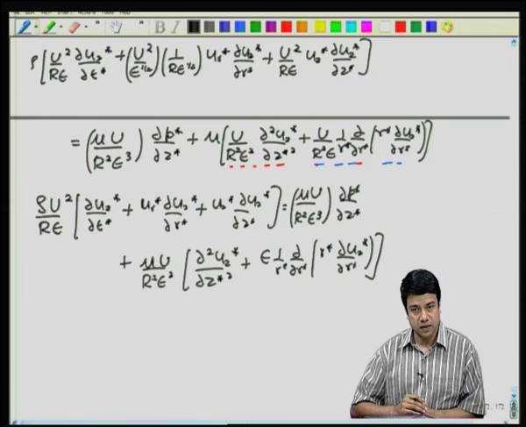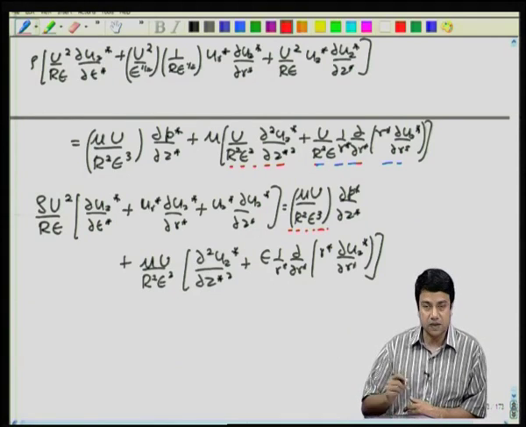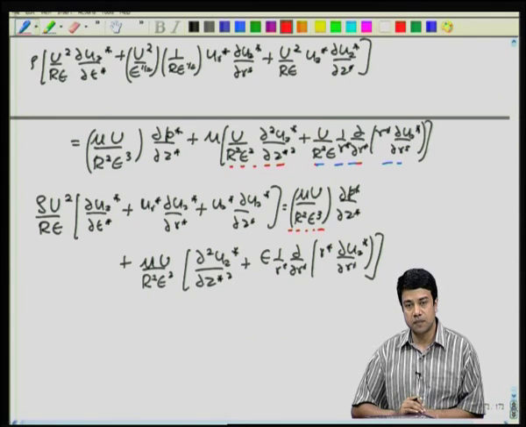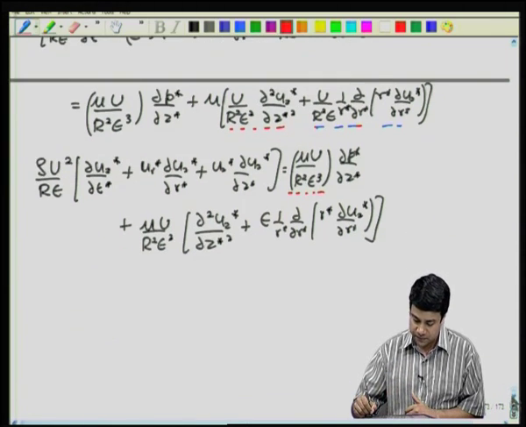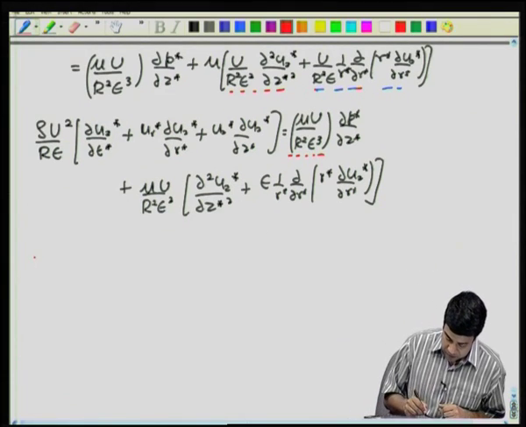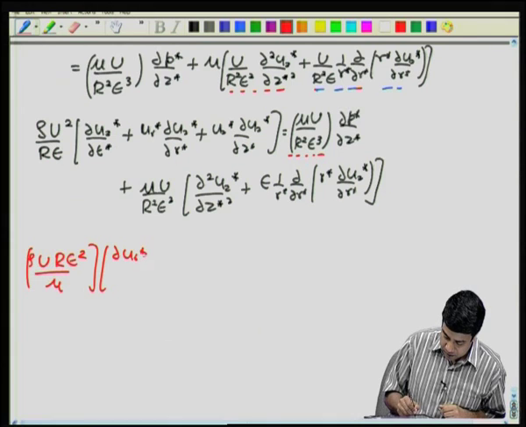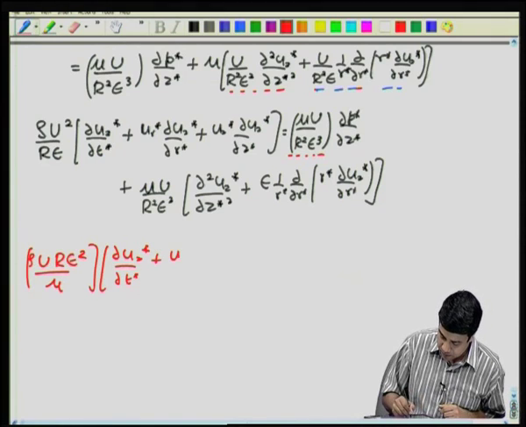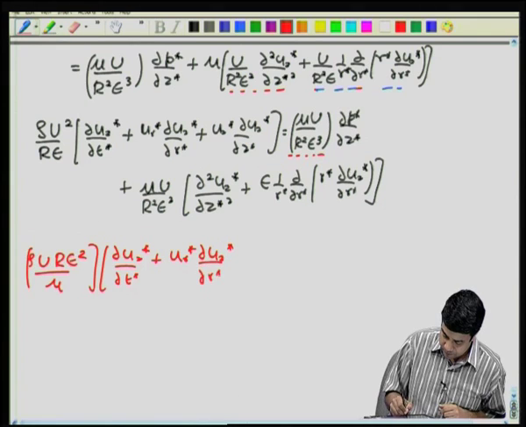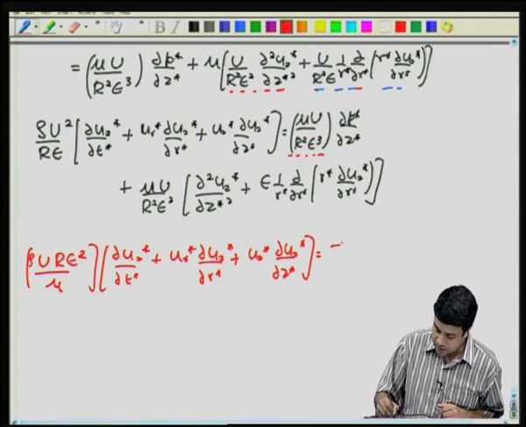Which is the largest term? The one with the highest power in the denominator is the largest term, and you can see here that the largest term is actually the pressure gradient. So, I have to divide throughout by the prefactor of that in order to get an equation in which the largest term is order 1 in the limit as epsilon goes to 0. Divide throughout by that and you will get rho U R epsilon squared by mu into partial u r by partial t, sorry, partial u z. Plus u r is equal to minus partial p by partial z.